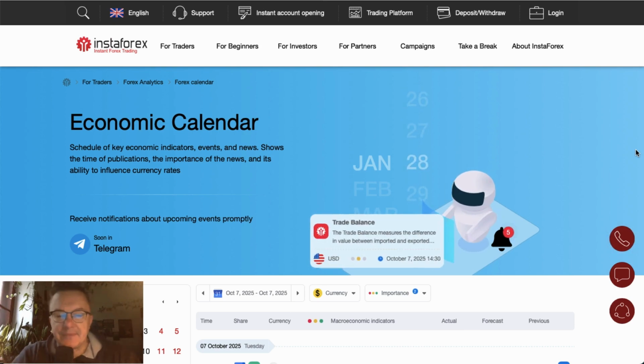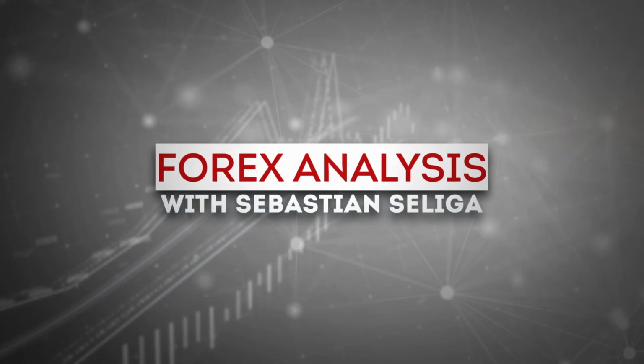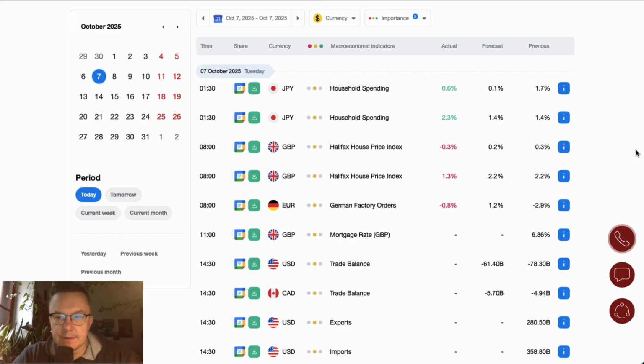Today is Tuesday, October 7th, 2025. Let's take a look at the economic calendar for today. Overnight Japanese data were published around 1:30. Household spending is up from 1.4% to 2.3%.